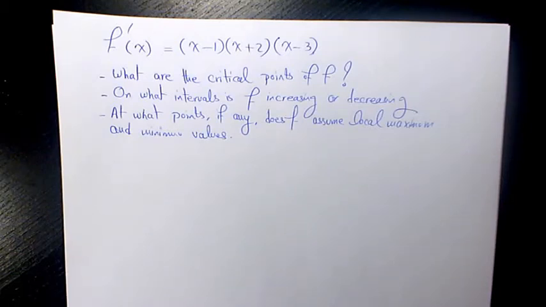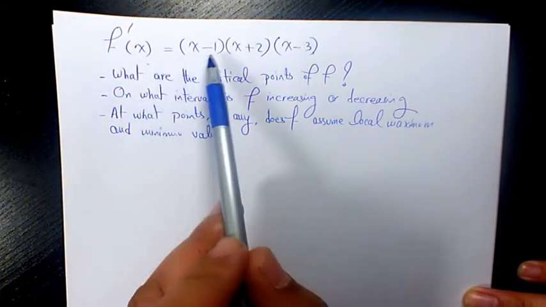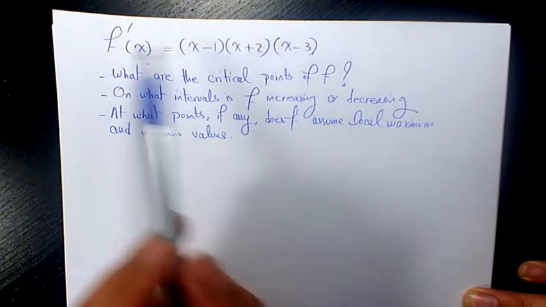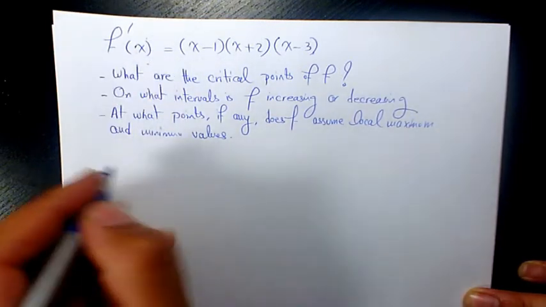Welcome to another video. In this video I want to talk about critical points, interval of increase or interval of decrease, and also I'm going to talk about local minimum and local maximum. Here we have f prime x equals x minus 1 times x plus 2 times x minus 3. That's f prime x, which is the first derivative of f of x.